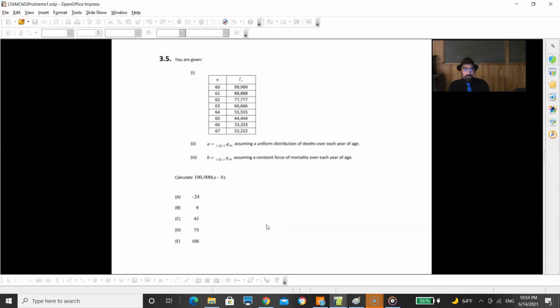Problem 3.5. You're given the following life table. Let A be 2.5 q60 deferred 3.4 years, assuming uniform distribution of deaths. And let B be 2.5 q60 deferred 3.4 years, assuming a constant force of mortality. Calculate 100,000 times A minus B.